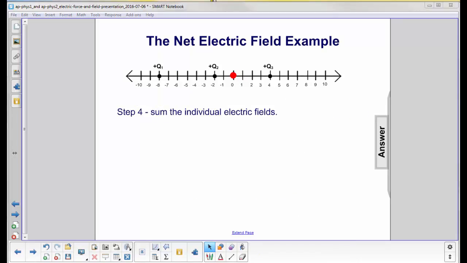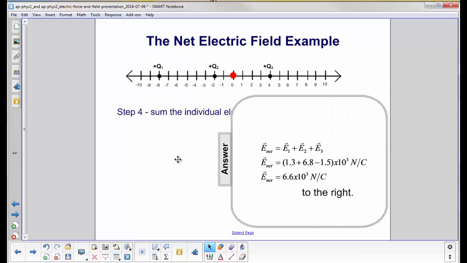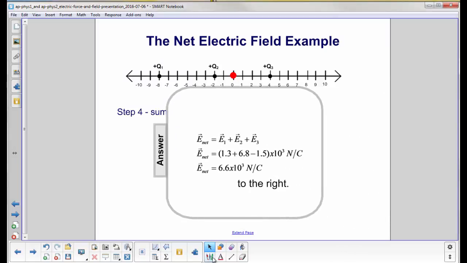Step 4, and the final step, sum the individual electric fields. Now make sure we deal with the vector nature of the total electric field. It's the individual electric fields, which are also vectors. Now if you recall, or you can go back to the previous slide, E1 and E2 were positive. Here they are. E3 was negative.